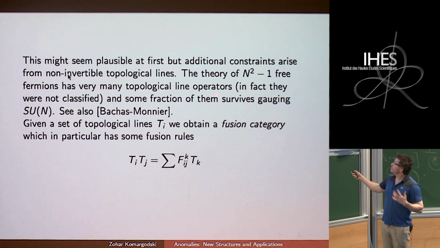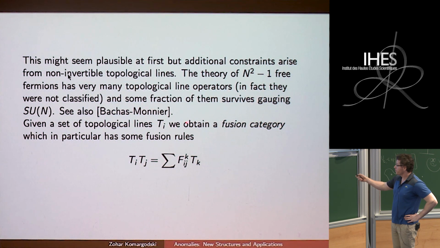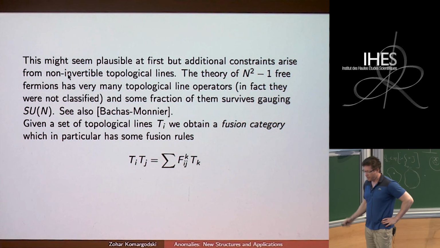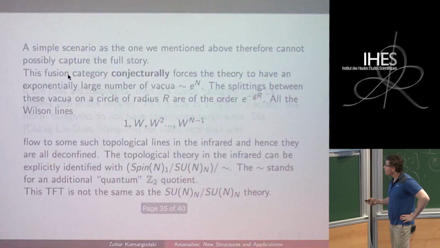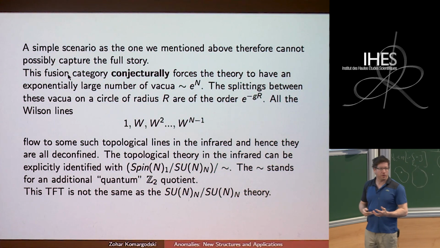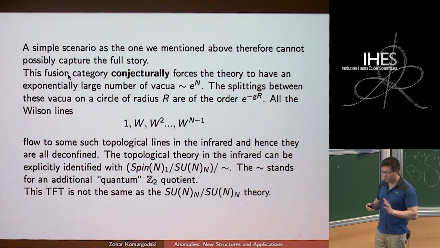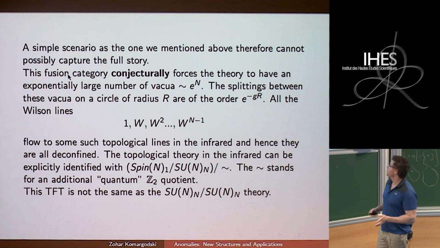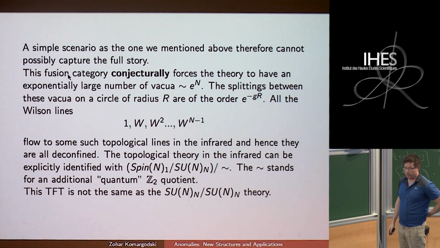So what we are arguing, this is in some work, and there is also some related work by Costas and Monnier from 10 years ago. What we're arguing is that these non-invertible topological lines have a lot of interesting consequences for the low energy dynamics of this model. In particular, what we're finding preliminarily is that this theory actually has a huge amount of ground states, unlike what Gross and Klebanov claimed.